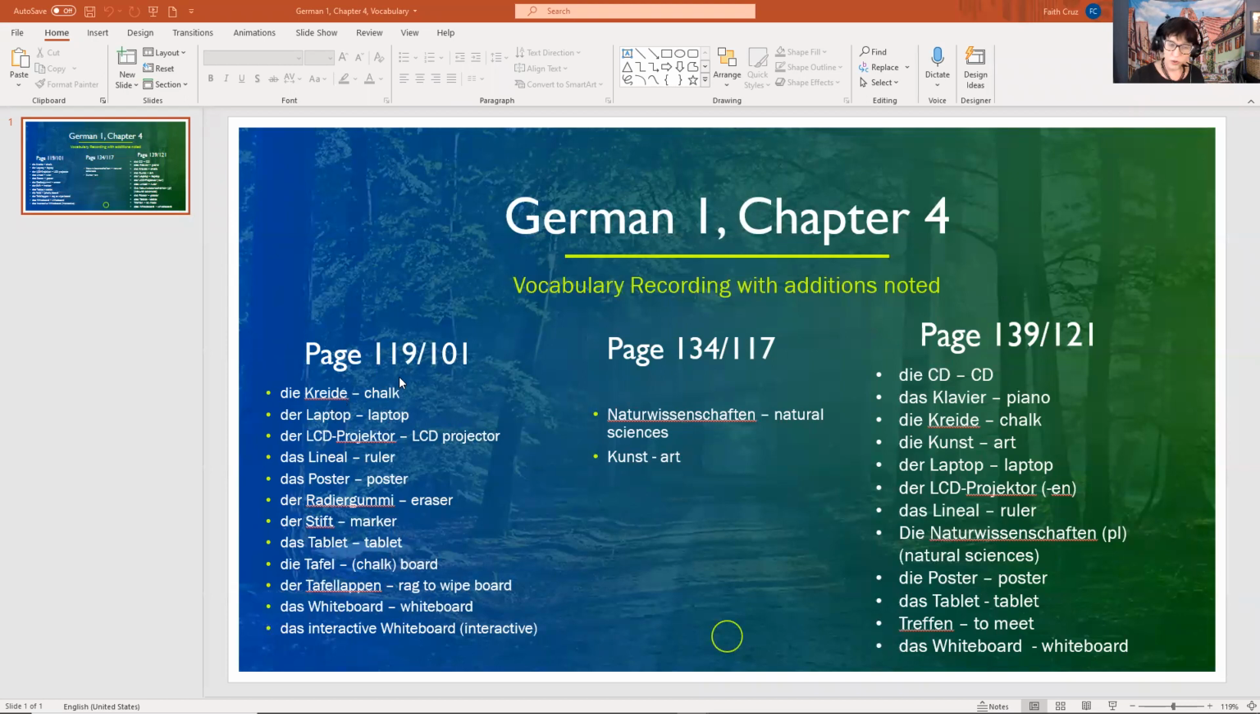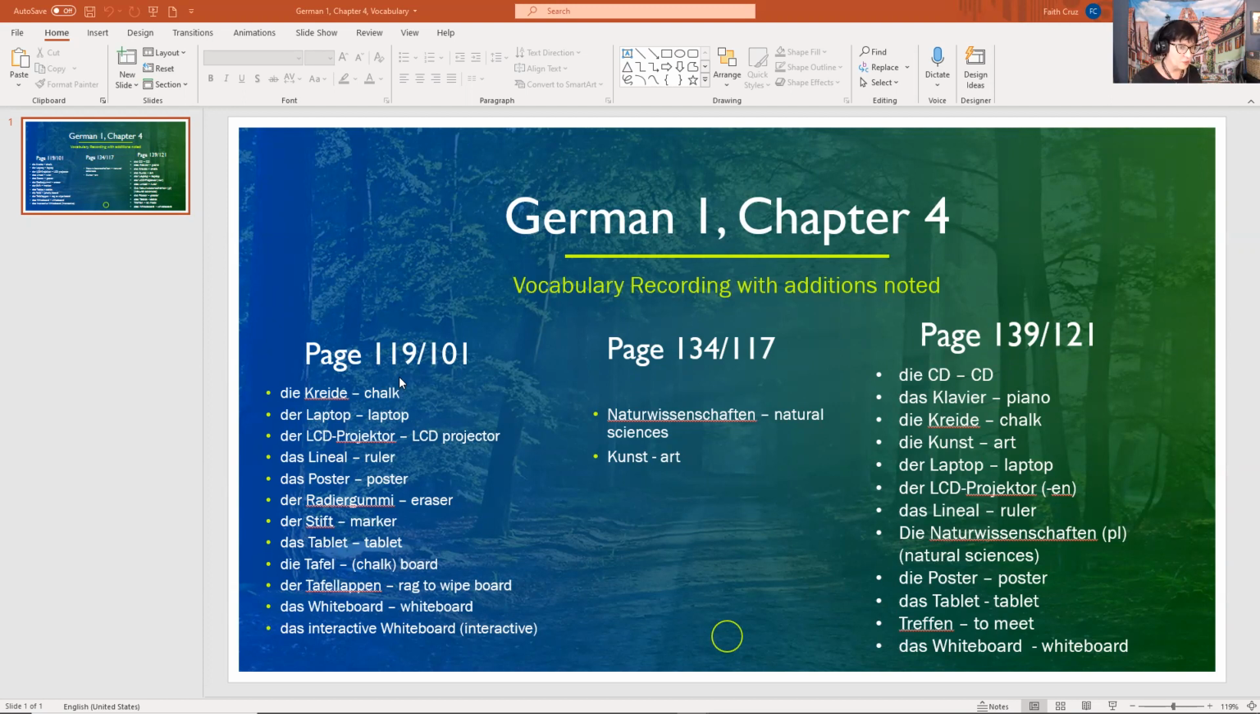Auf Seite 119 oder 101. So page 119 if you have a 7th edition, 101 if you have a 5th or a 6th edition. 119 oder 101. So we have words for a classroom. And you can see there's a significant amount that has been updated, because they want to teach you some of the more modern terms in a classroom.